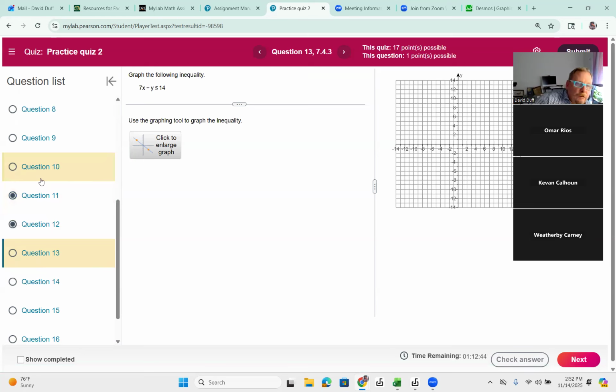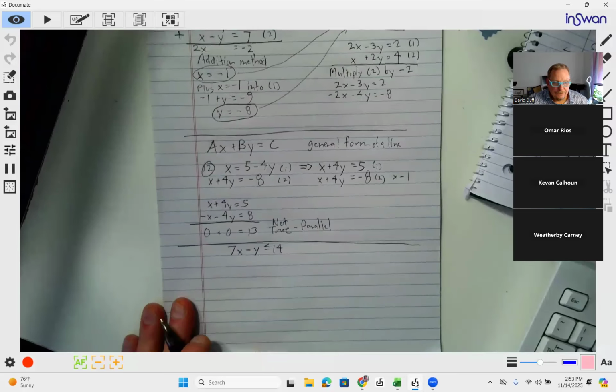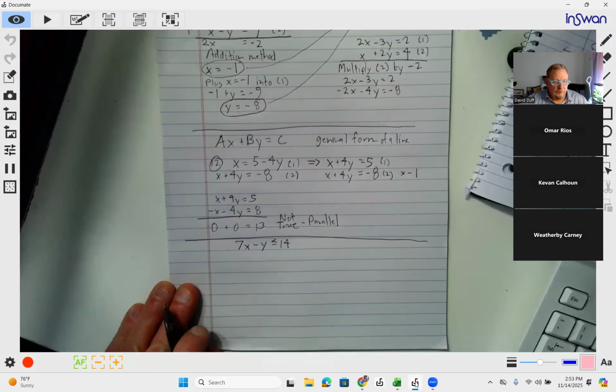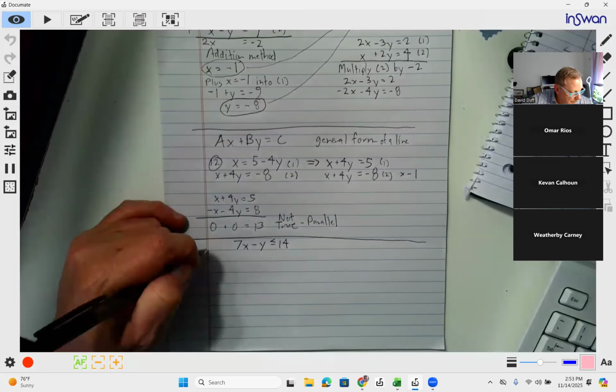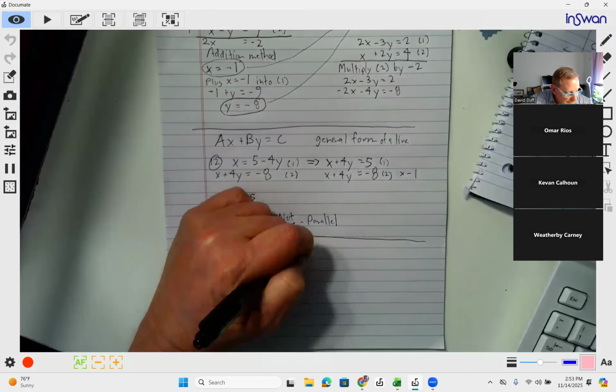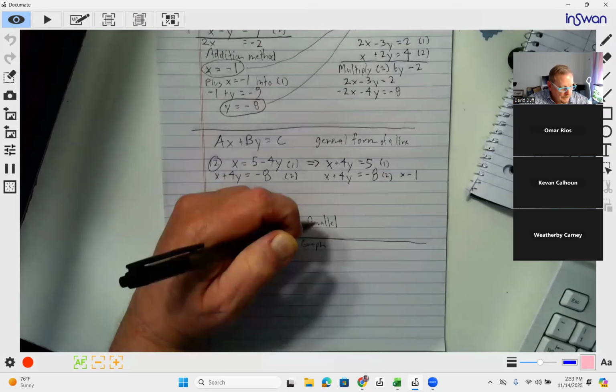So we're asked to graph an inequality. So what the heck does that mean? All right, so we're asked to graph the inequality, and I'm going to say 7x minus y is less than or equal to 14. So let's switch back over to my paperwork. So this is problem number 13 here. So we're asked to graph this, right?